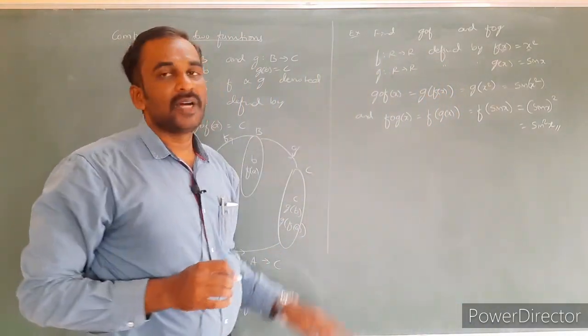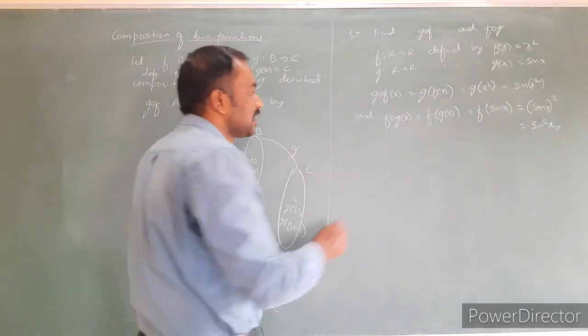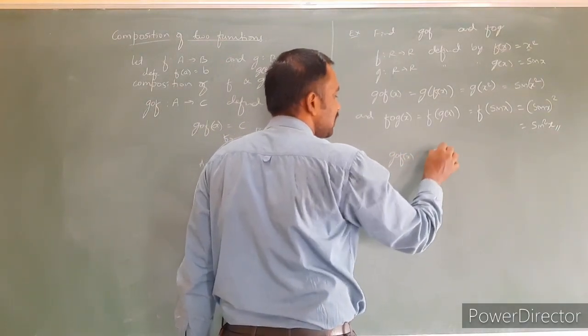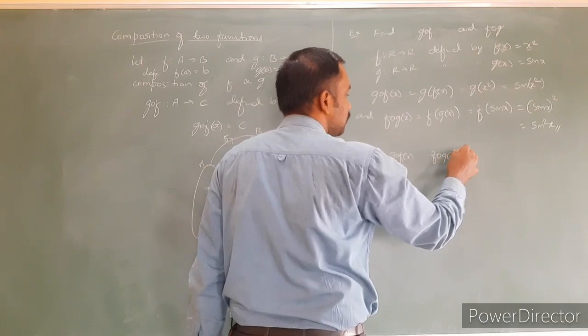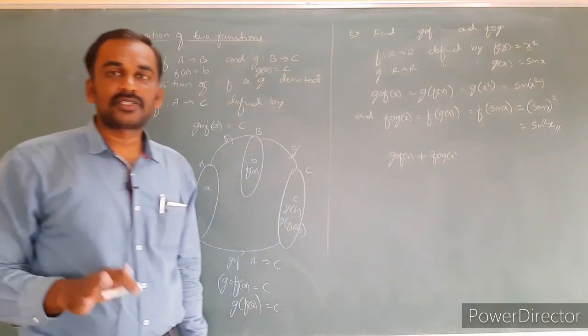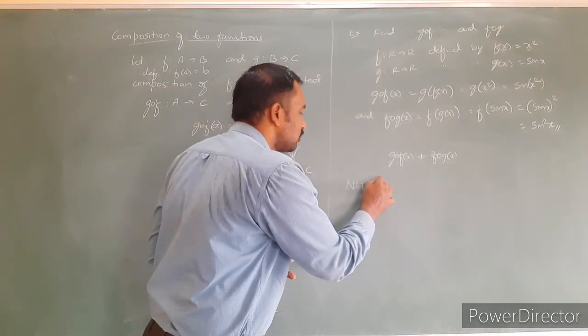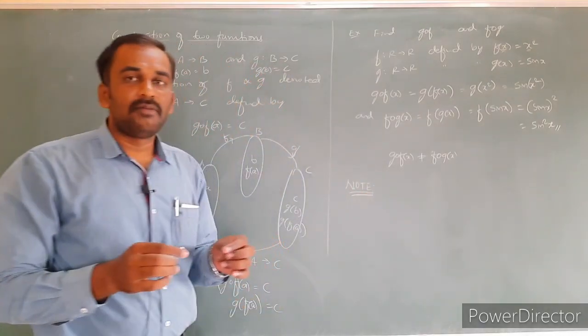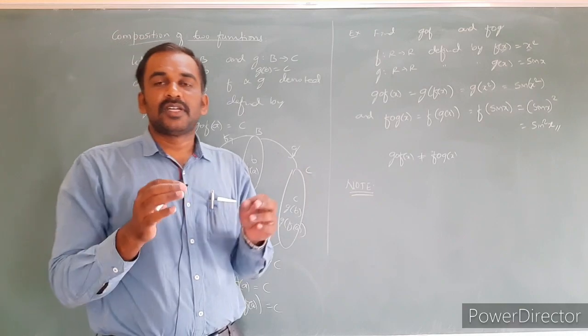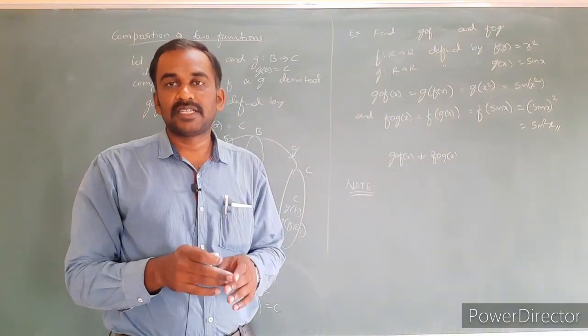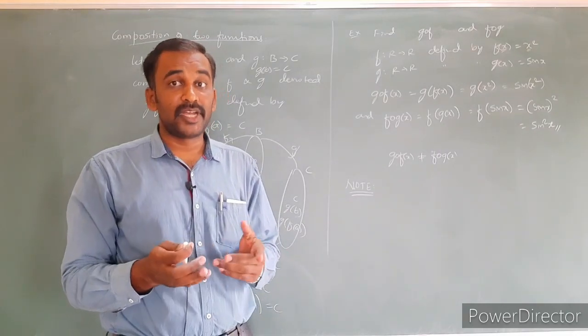From this example, we can easily conclude that G circle F of X and F circle G of X are not equal. These two are not equal. Here we can make a note. The note we have to mention is that in the composition of two functions, the commutative law may not hold, may not be.